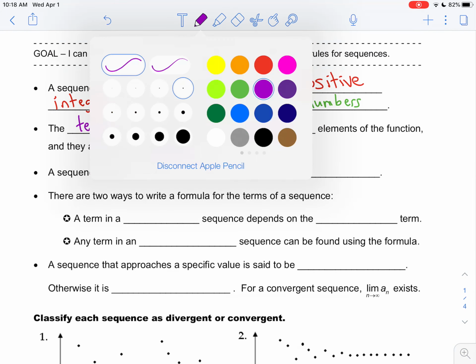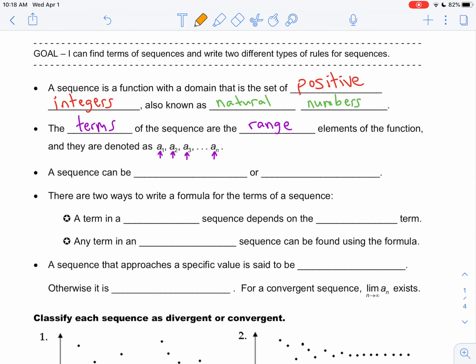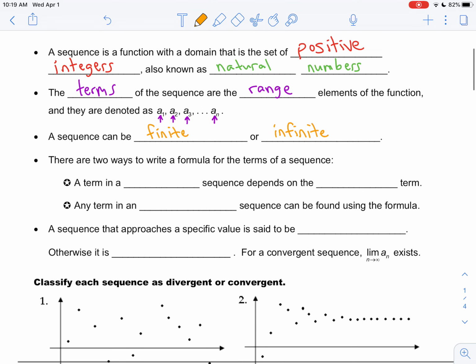All right, what else is going to happen? Most of the sequences that we look at will be finite. Maybe there's 10 terms, maybe there's 1,000 terms, but we will also see some sequences that are infinite, just going on forever and ever, kind of like my ramblings in class.